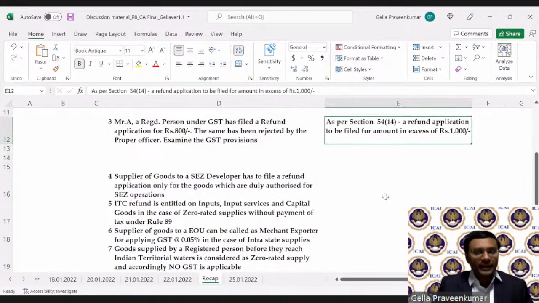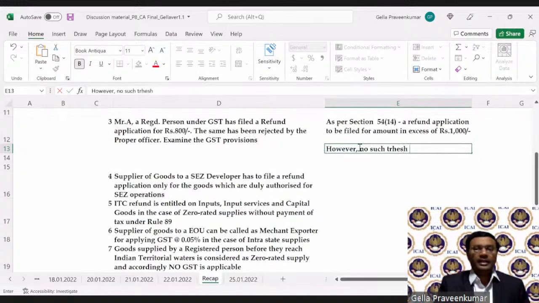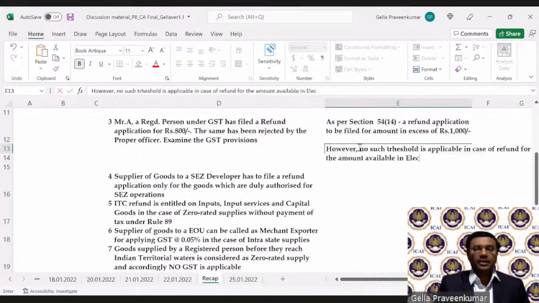Now, one point we have to take into consideration in the process of discussion, you have to elaborate that. However, no such threshold is applicable. Excuse me for typographical errors. However, no threshold is applicable in case of a refund for the amount available in electronic cash ledger.